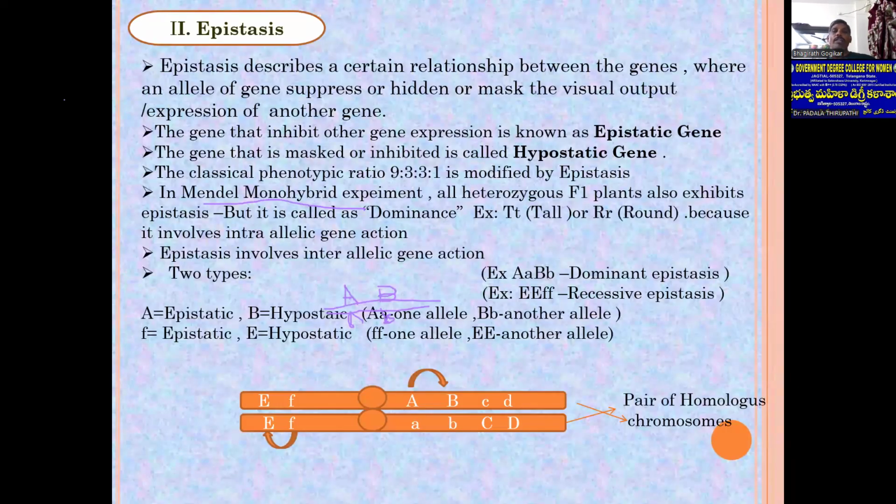Next we can go for another interallelic gene action, that is epistasis. Epistasis is again divided into dominant epistasis as well as recessive epistasis. Epistasis describes a certain relationship between the genes where an allele of one gene suppresses, hides, or masks the visual output of another gene.